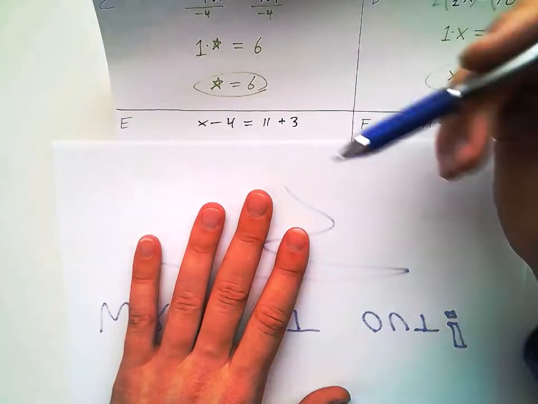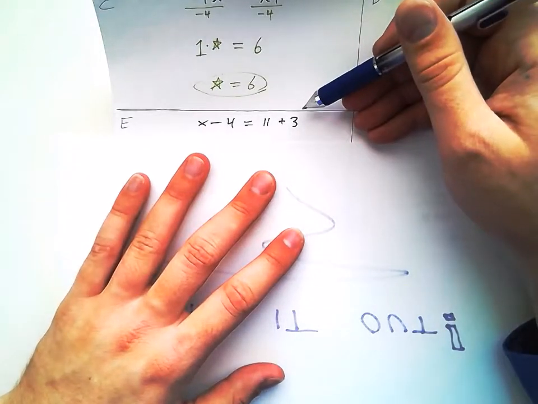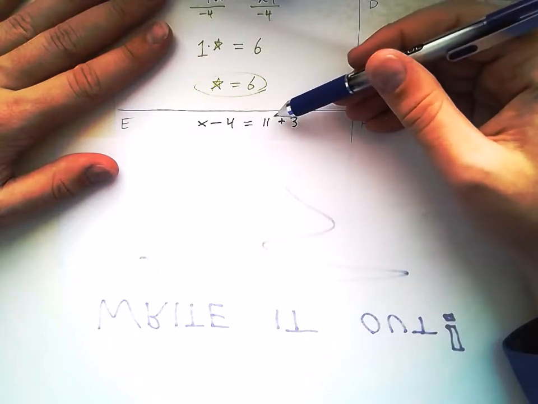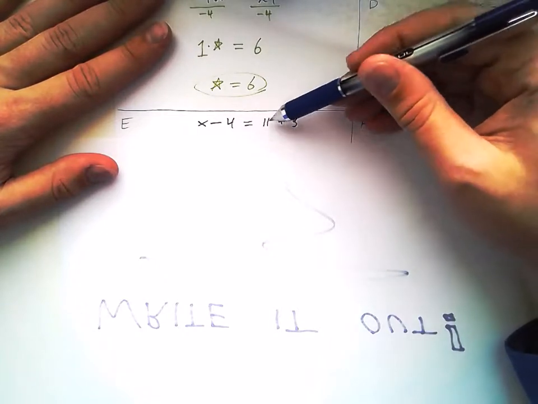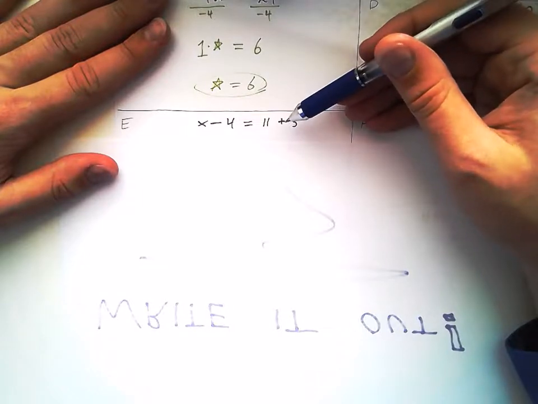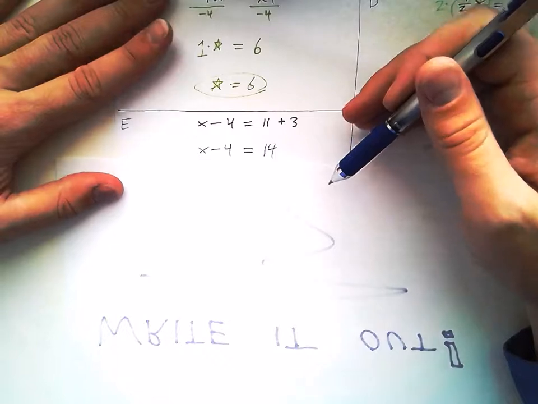Alright. x minus 4 equals 11 plus 3. So on this one, next one too, I noticed, oh, I can simplify this part before I start messing around with other stuff. So I'll just add 11 plus 3, which is 14. That's all that I did.